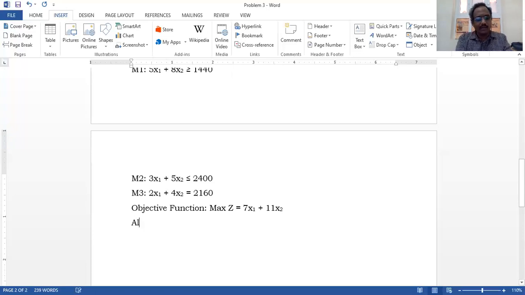Finally, we said we are going to define the non-negativity conditions. Don't forget to write all our decision variables. We are having two decision variables, one is x1 and the other decision variable is x2. All the decision variables should be greater than or equal to 0, as we are discussing quantity, so it should always be greater than or equal to 0.